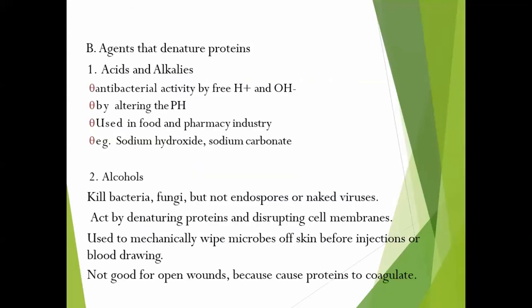Number B, agents that denature proteins. Number one, acids and alkali. Antibacterial activity by free hydrogen and hydroxyl ions, by altering the pH. Used in the food and pharmacy industry. Example, sodium hydroxide, sodium carbonate.